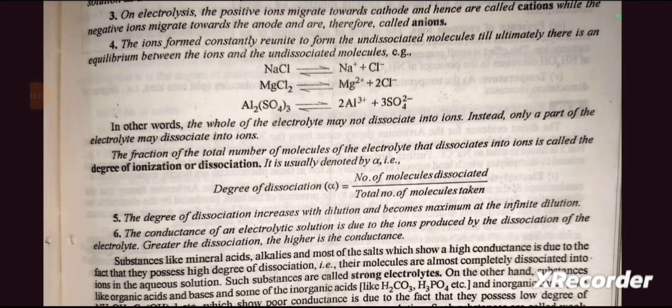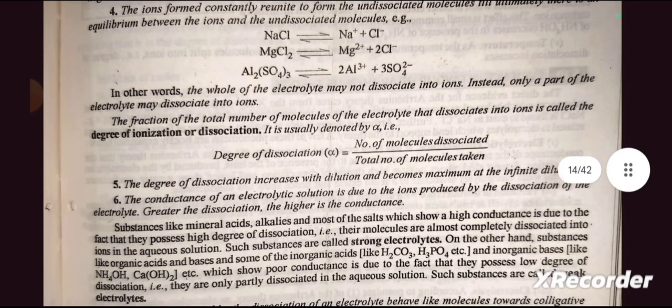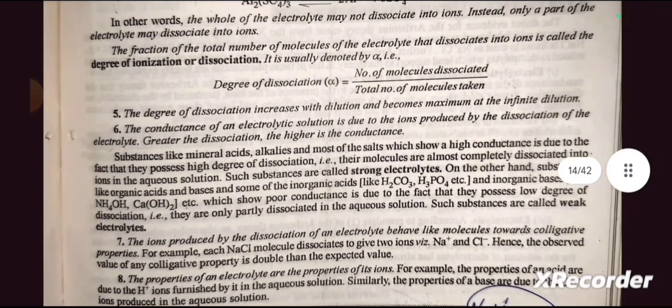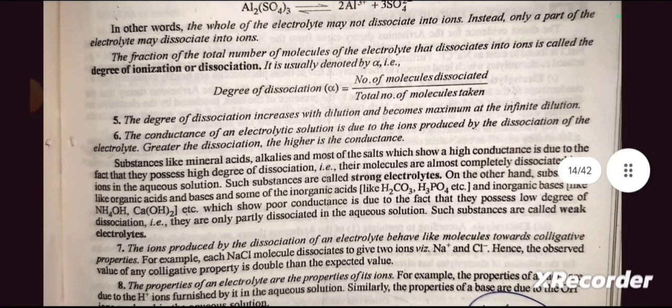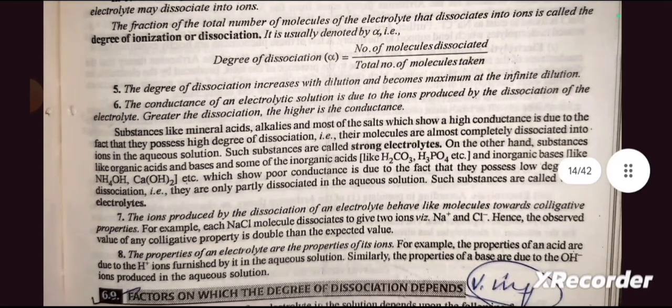Fourth, the ions formed constantly reunite to form the undissociated molecules till ultimately there is an equilibrium between the ions and undissociated molecules. Example, NaCl gives Na+ plus Cl-. MgCl2 gives Mg2+ plus 2Cl-. In other words, the whole of the electrolyte may not dissociate into ions. Instead, only a part of the electrolyte may dissociate into ions.